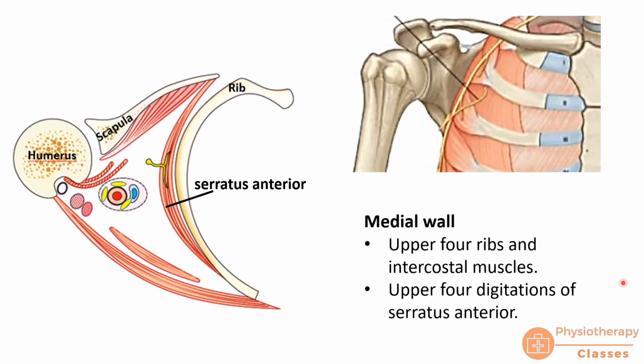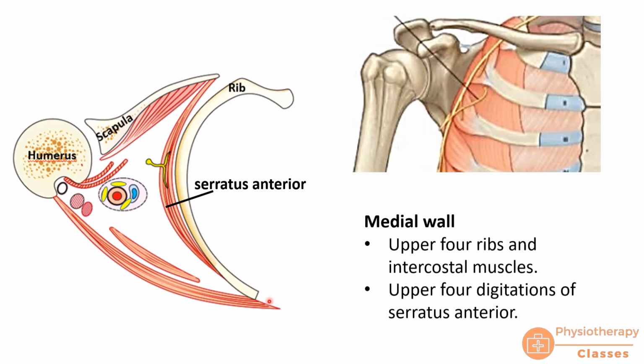So they will be forming, and 4 digitations of serratus anterior. So medial wall, it is broad, and this is formed by upper 4 or 5 ribs and intercostal muscles, plus covered by upper 4 digitations of serratus anterior. We can also see the lateral thoracic nerve, which will be a content of axilla running on the serratus anterior.